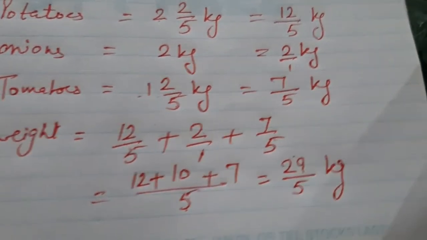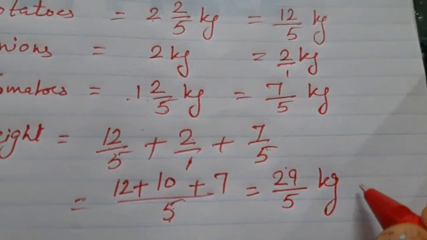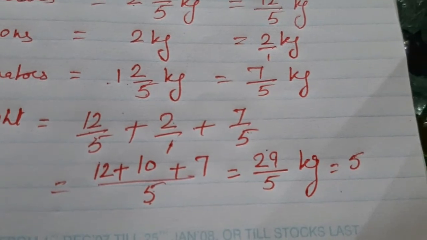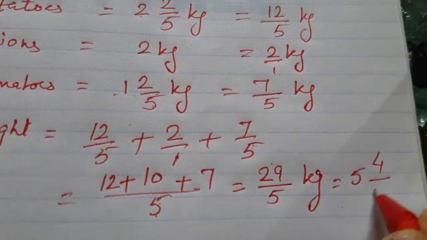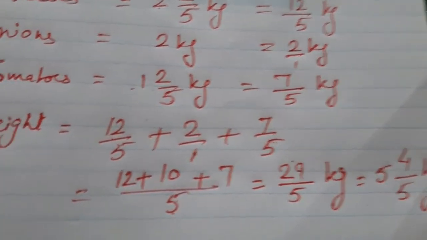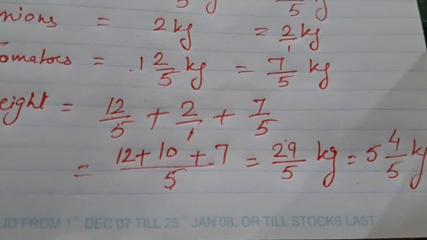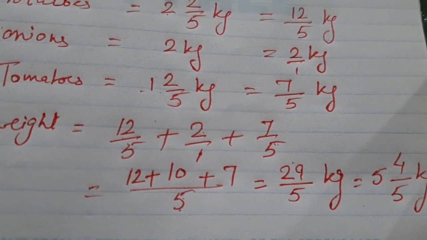Now you can change it into the mixed one. So it will come out to be 5 5s are 25 and 4 will be the remainder. 5 and 4 by 5 kg will be the total weight she bought.